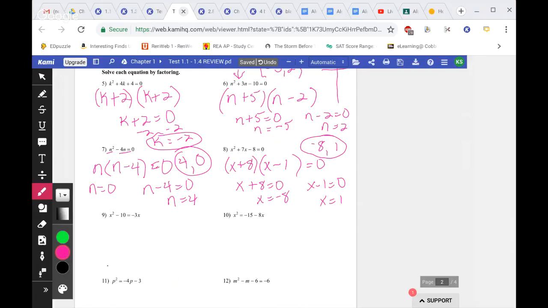Number 9. You want to make sure that the equation is in standard form first. And this is not in standard form. Standard form means that the variables with the exponents will be in descending order on the same side of the equation. So I'm going to add 3x to both sides.